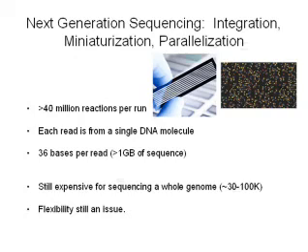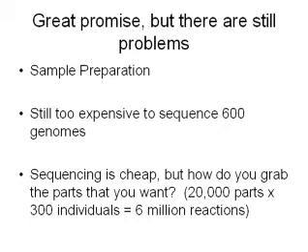Okay, so this is what catalyzed this. This technology is very interesting, and one problem though with the technology is it's still too expensive to sequence 600 genomes. So we still can't sequence all of the baby's genomes. What we want to do is grab out these 2,000 genes and then sequence those.